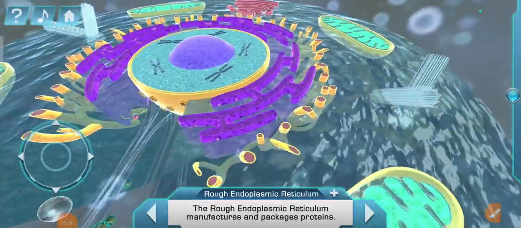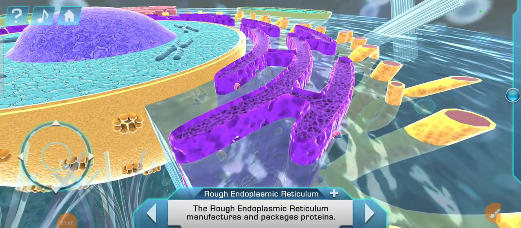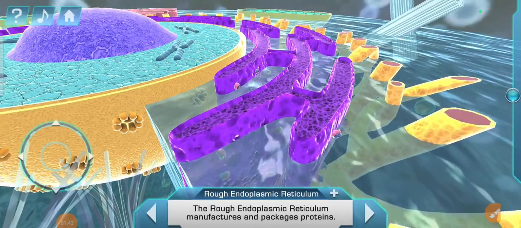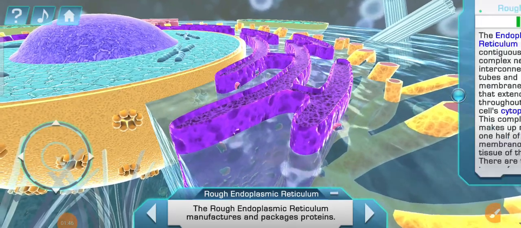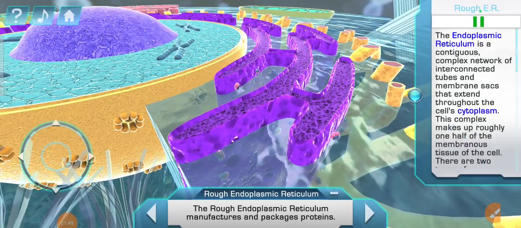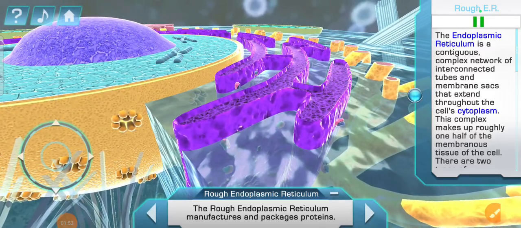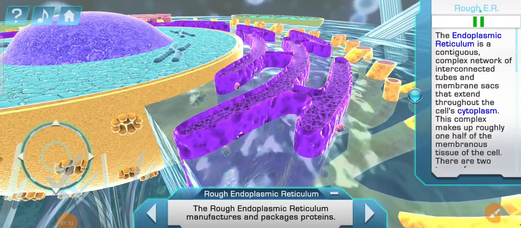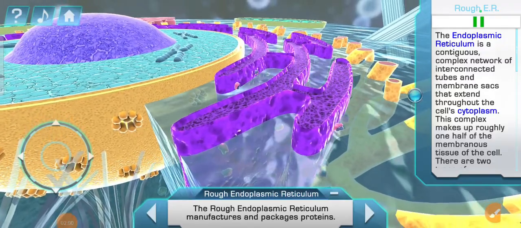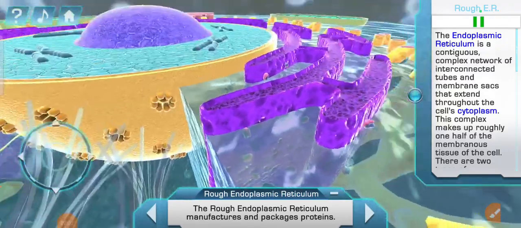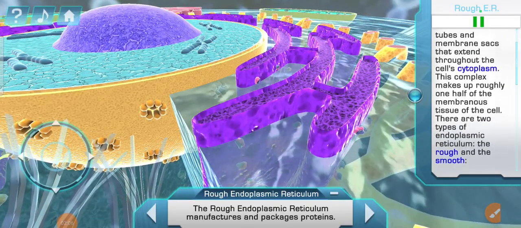The next structure is the rough endoplasmic reticulum. The rough endoplasmic reticulum manufactures and packages protein. The endoplasmic reticulum is a contiguous complex network of interconnected tubes and membrane sacs that extend throughout the cell cytoplasm. This complex makes up roughly one half of the membrane tissue of the cell.